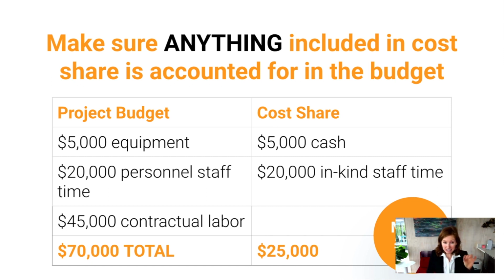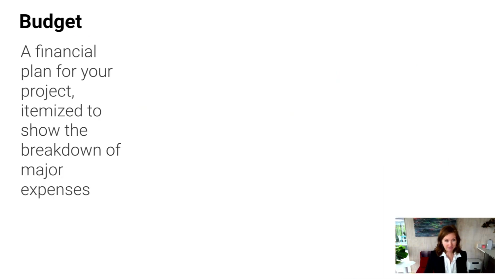So this can be a little thing that really can hang you up. I see almost everyone make the mistake. So just be really aware of that when you're putting together your budget. Everything in cost share, anything listed there, must be accounted for in the rest of your budget.